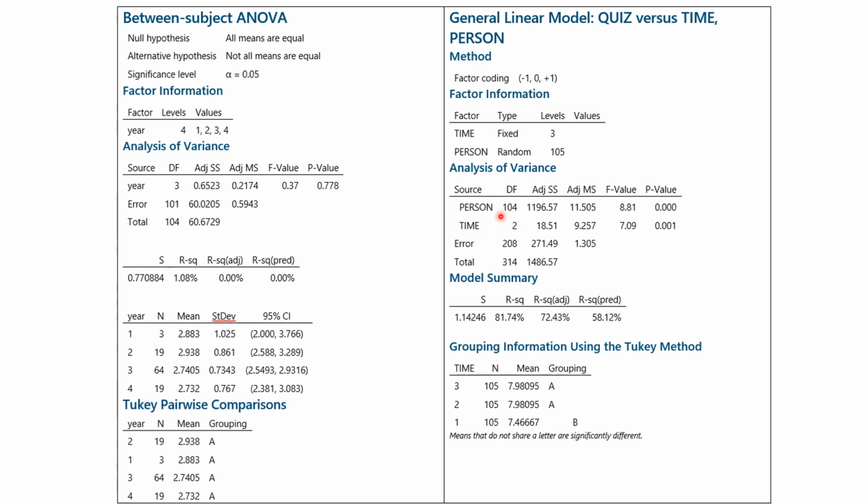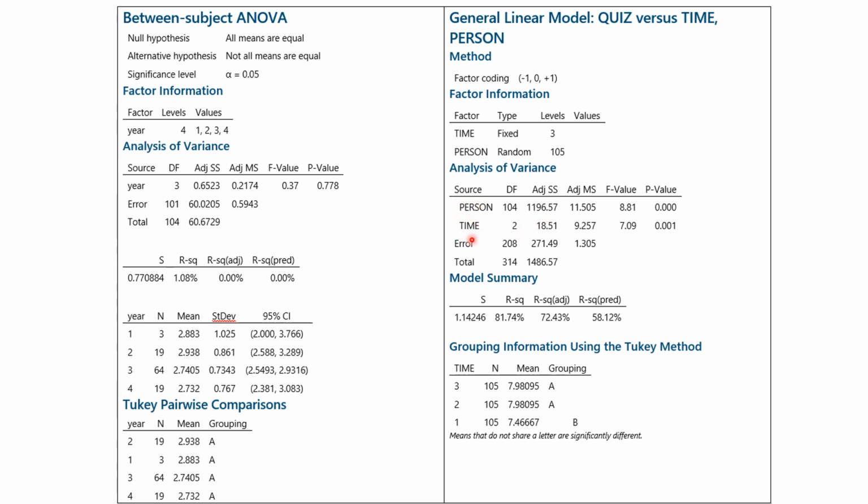And now we have this person. That is our between subjects source of variability. And remember, we identify that and can pull it out when we have a repeated measures design. And it's saying there was significant between subjects variability. That's not exactly what we're interpreting here. What we really want to interpret is this factor here.